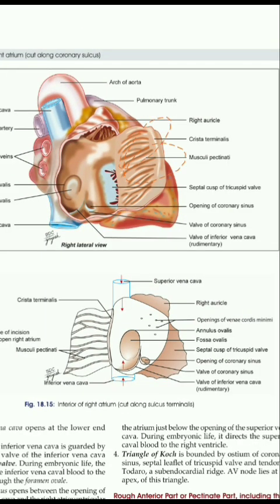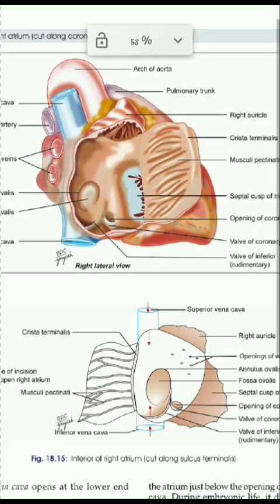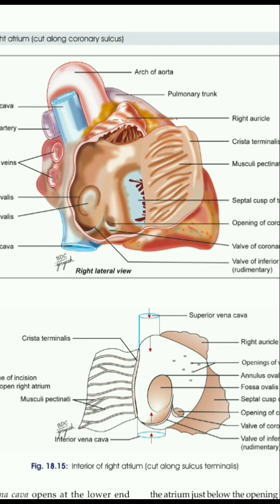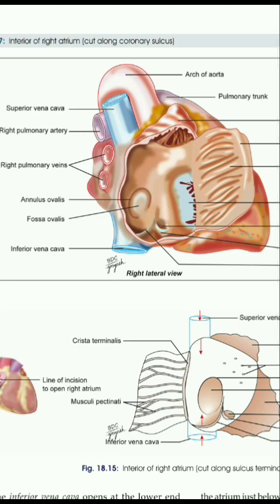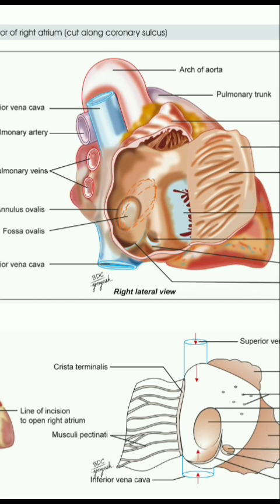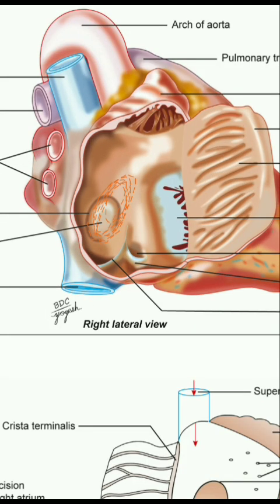The elevated area here is called musculi pectinati, or pectinate muscle. It is formed by pectinate muscle, that's why it's called musculi pectinati, and the terminal region here is called crista terminalis. In its upper portion we see the right auricle, and above the right auricle we see the pulmonary trunk, arch of aorta, superior vena cava, the right pulmonary artery and two right pulmonary veins. We also see a small oval structure called the fossa ovalis, and its margin is called the annulus ovalis.